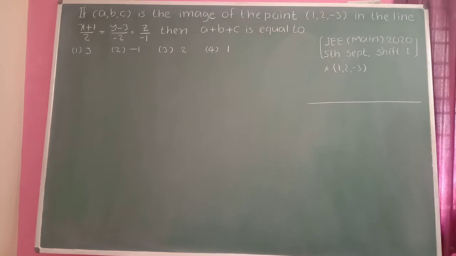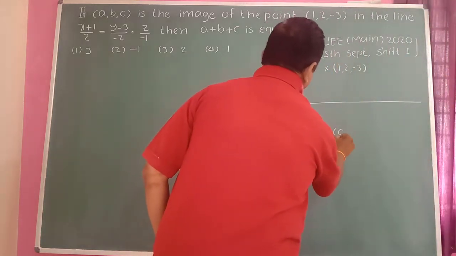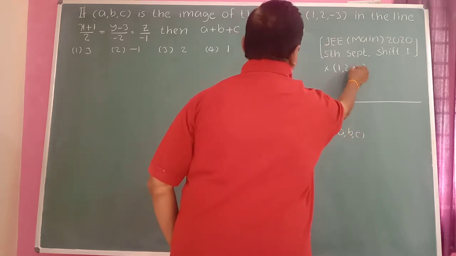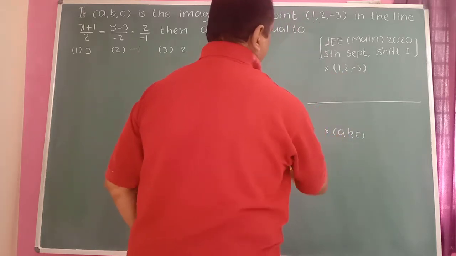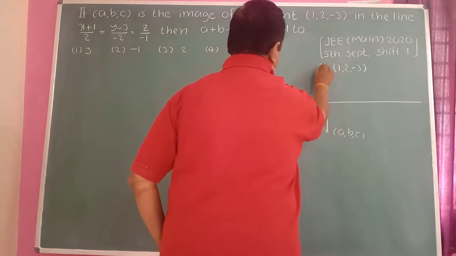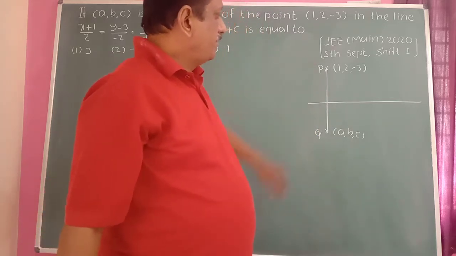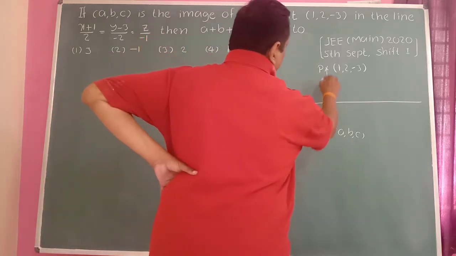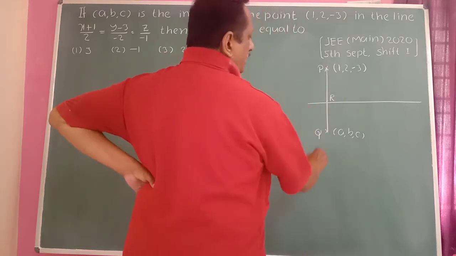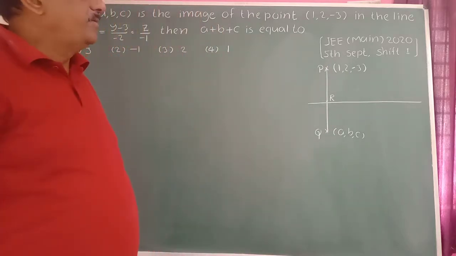Then here is the image of the point (1, 2, minus 3); its image is A, B, C. If we join these two points, take this point as P and this point as Q, then Q is the image of the point P. This line meets the given line at the point R. R is the midpoint of PQ.